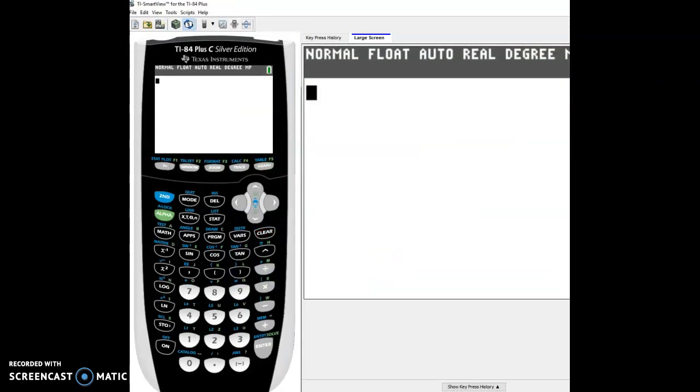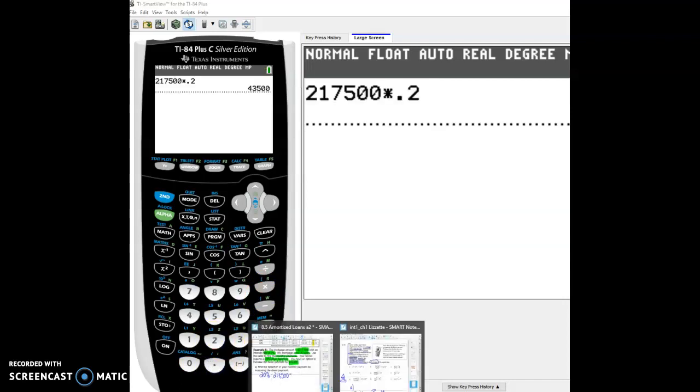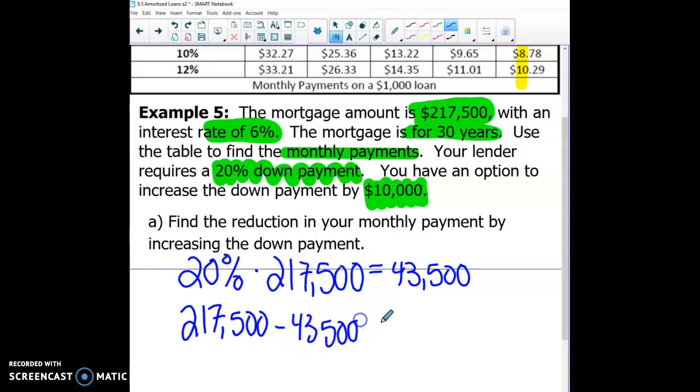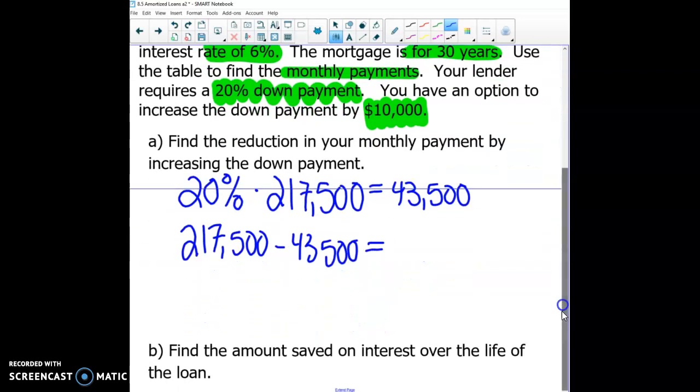Well, you guys won't see that because the screen's not right there. So it's 43,500. So I'm coming back over here. 43,500. Okay. So we're then going to say the amount that we are going to loan will be 217,500 minus that 43,500 because that's that 20% gone. So how much am I really going to borrow from the bank is going to be this amount.